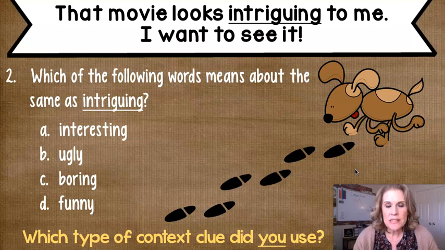Well, if you want to see the movie, you probably don't think it's ugly or boring, right? And it doesn't give us any clues in the text to suggest that it's funny. Based on that process of elimination, we can make an inference that the word intriguing probably means about the same as interesting. Which type of context clue did we use? We made an inference.